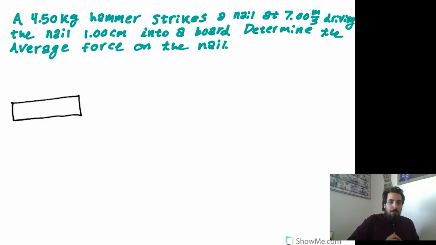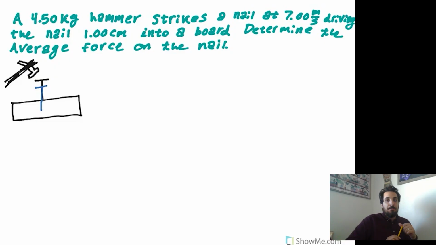Here is my wood board. Here is my nail. And here is my hammer. Do my best at drawing a hammer. The hammer is going to strike the nail, and what's going to happen is the nail is going to embed itself. I'll use blue here to represent the final. The nail is going to embed itself 1 centimeter into the wood board.